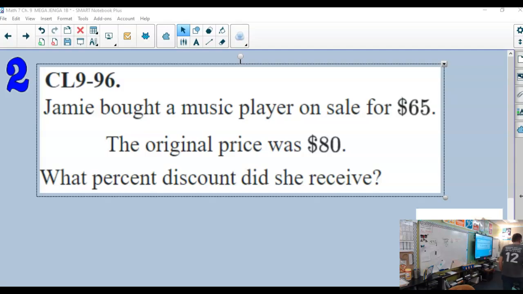I like that it says music player. It's like very general. He bought a music player. We got about 11 or 12 minutes left.